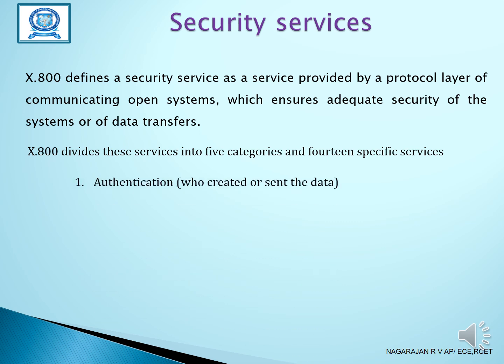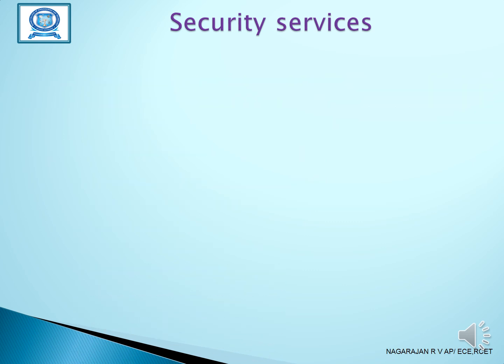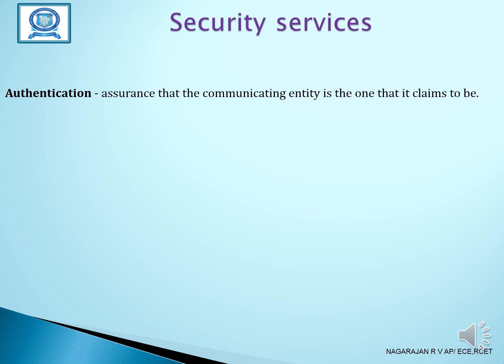First one is authentication, who created or sent the data. Second one is access control or availability, to prevent misuse of resources. Third one is confidentiality, that is privacy. Fourth one is integrity, that the data has not been altered. And fifth one is non-repudiation. So first let us see them one by one, that is, authentication.